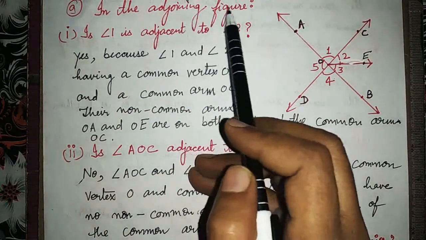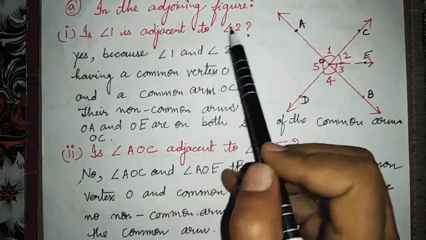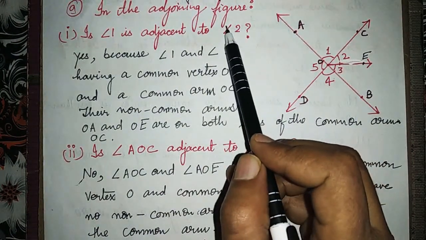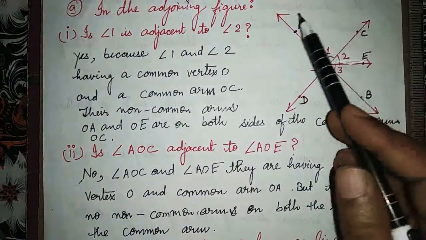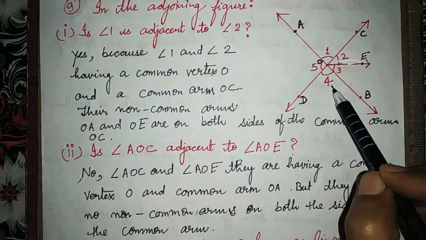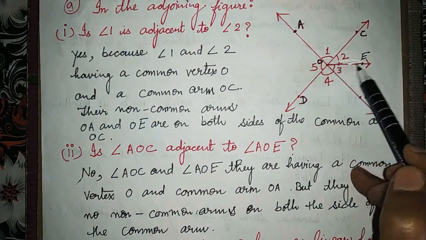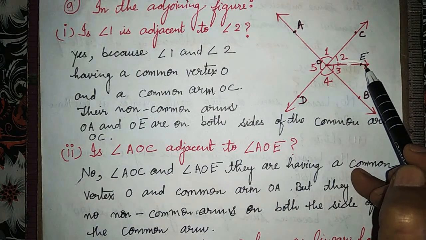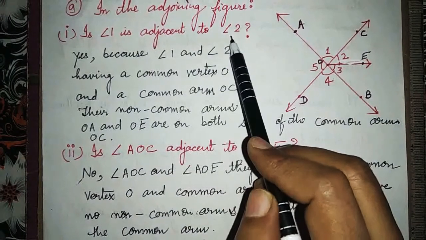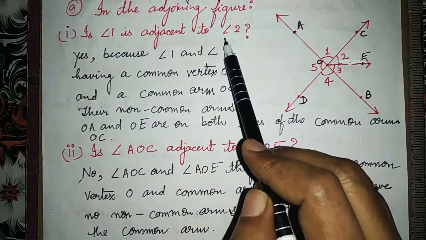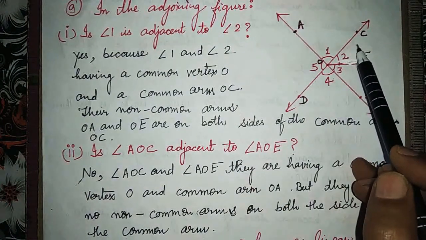In the adjoining figure, is angle 1 adjacent to angle 2? Students, to give the answer, first you will see the figure very carefully. Here you will see first angle 1 and angle 2, because you have to give the answer for angle 1 and angle 2 and tell whether they are adjacent or not.